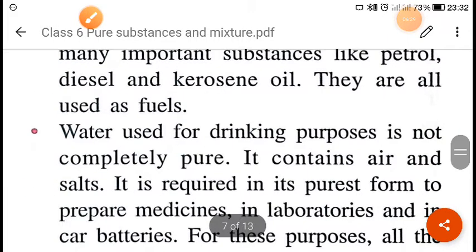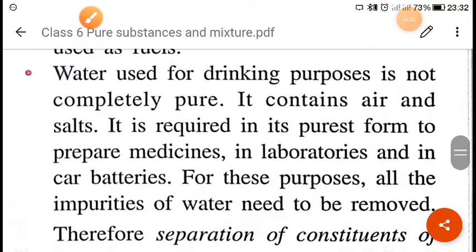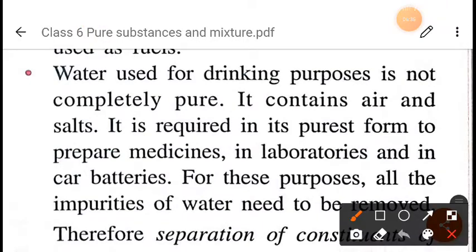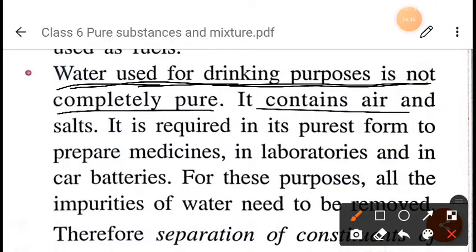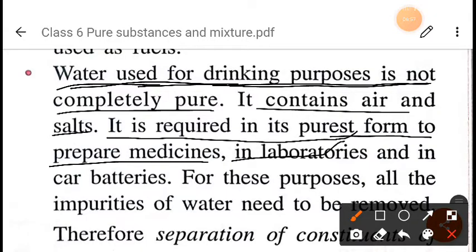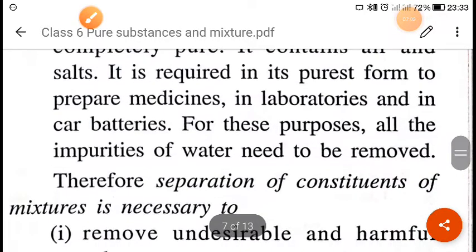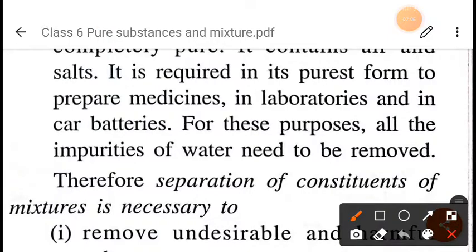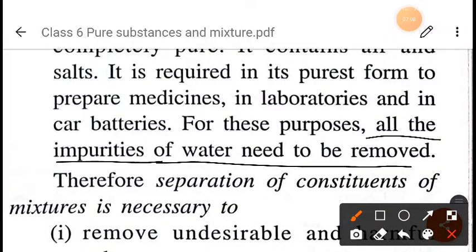Now the next example is water used for drinking purpose. Is it completely pure? The water which we drink is not completely pure. It contains air and salt, so it needs to be purified. It is required in its purest form to prepare medicine in the laboratory and in car batteries. For this purpose, all the impurities of water need to be removed.